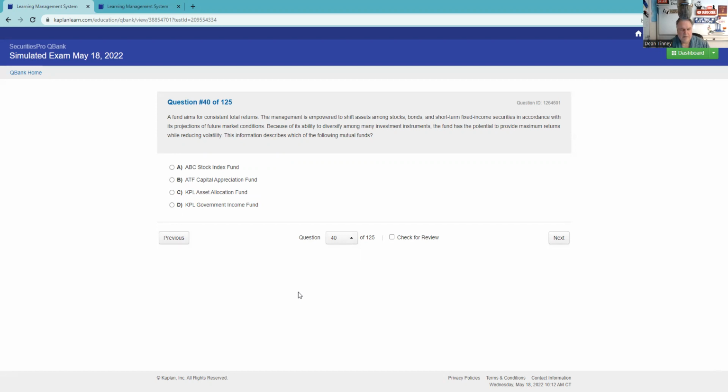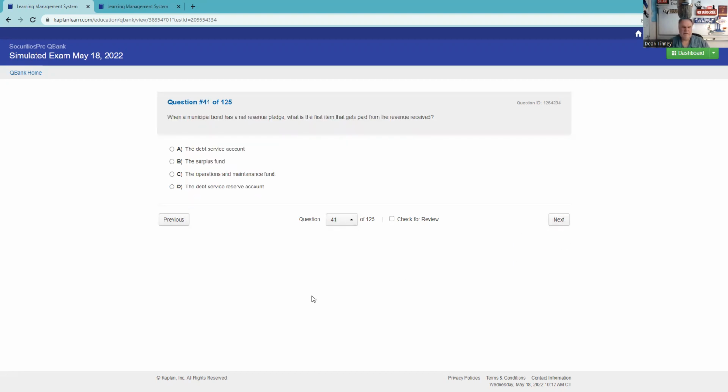Well, we've eliminated the index fund already. We can eliminate the KPL government income fund. And so it looks like it's going to be B or C. It looks like C would be the best choice here, given the capital appreciation, I'm thinking stocks. So I'm going to go with C. I might miss that one, but let's see if I get that one right.